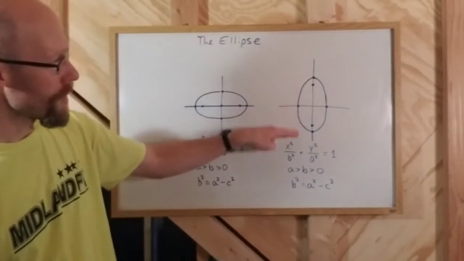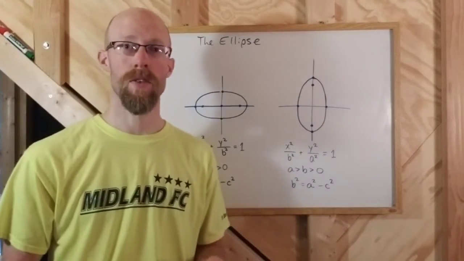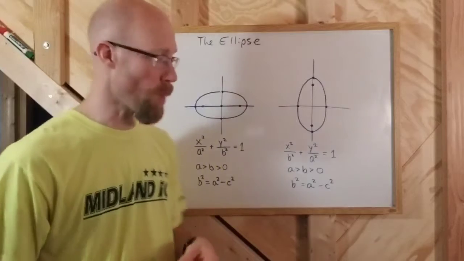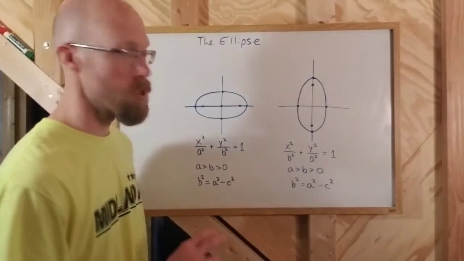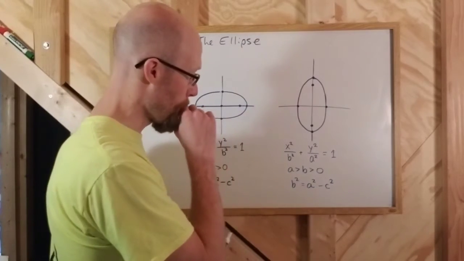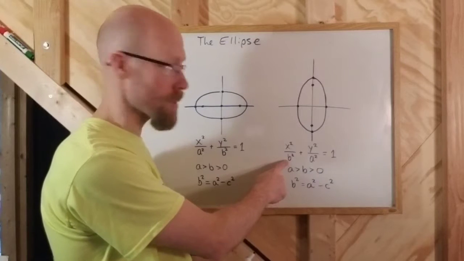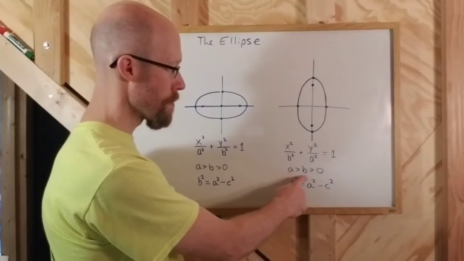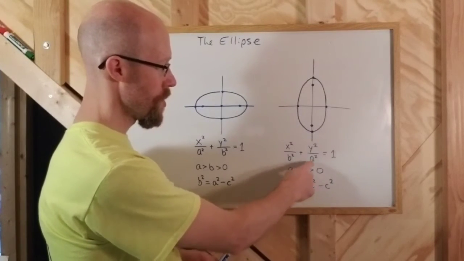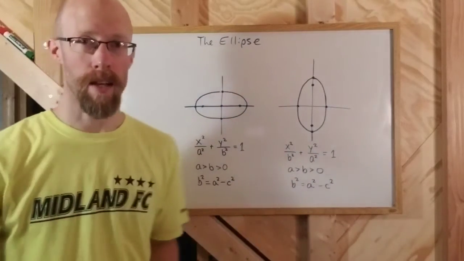All right. In the case where it stands up vertically, or has a major axis that is running vertically or parallel to the y-axis, the 2 constants switch. So basically, the bigger one is now going to be underneath the y, and the smaller one under the x. We always assume that a is greater than b, so the larger one would be under the y, the smaller one under the x. Okay.